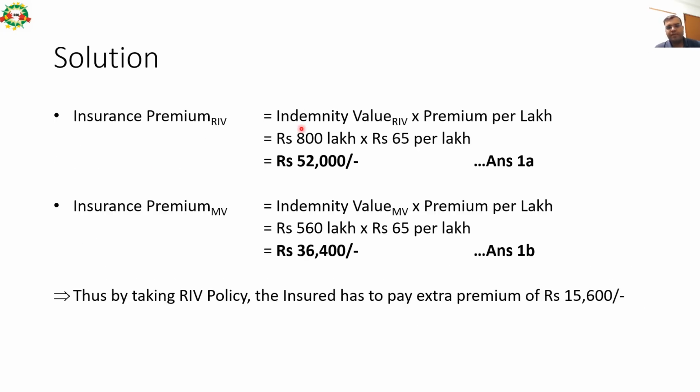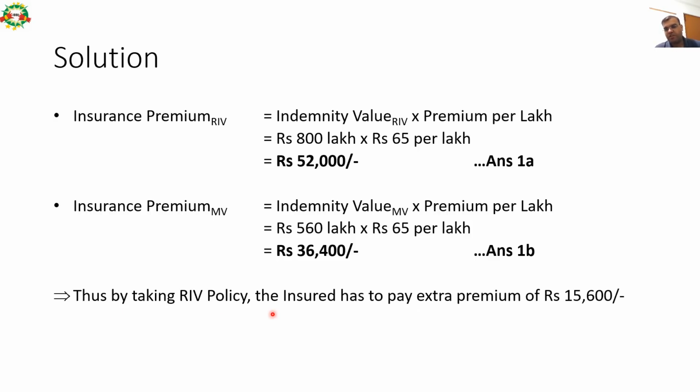Insurance premium will be equal to indemnity value given in the question multiplied by premium per lakh given in the question. Thus, it is equal to 800 lakh rupees RIV indemnity value multiplied by 65 rupees per lakh. So 52,000 rupees will be the insurance premium considering RIV method. And insurance premium considering market value method will be equal to indemnity value as per market value method multiplied by premium per lakh, that is 560 lakh multiplied by 65 rupees per lakh, that is equal to 36,400. So if the owner of the property wants to take a reinstatement value policy, then the insured has to pay extra premium of 15,600.